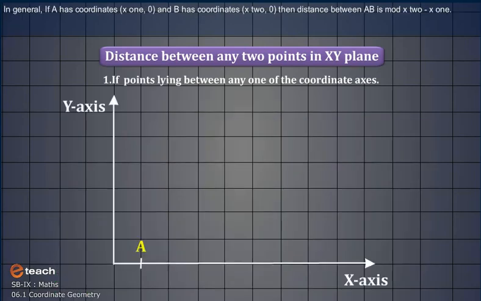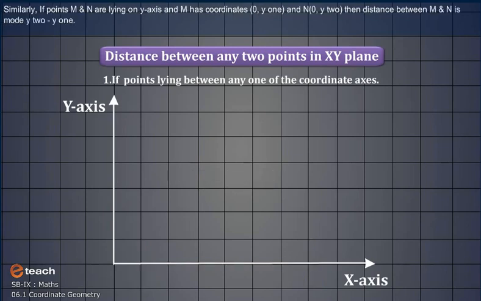In general, if A has coordinates (x1, 0) and B has coordinates (x2, 0), then the distance AB is mod x2 minus x1. Similarly, if points M and N are lying on the y-axis and M has coordinates (0, y1) and N has (0, y2), then the distance between M and N is mod y2 minus y1.